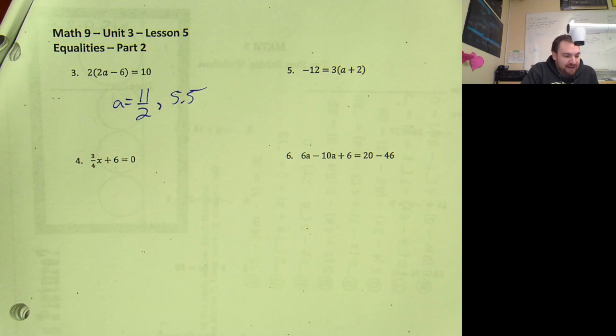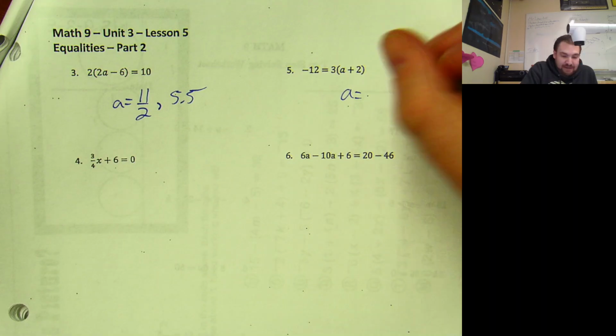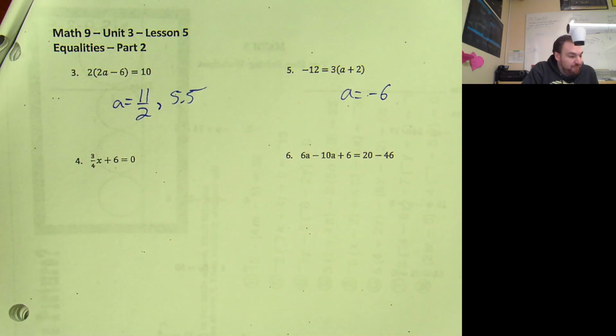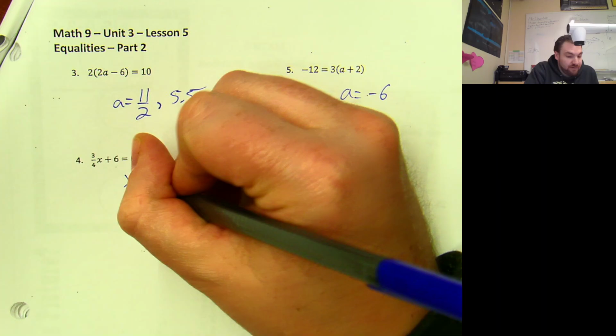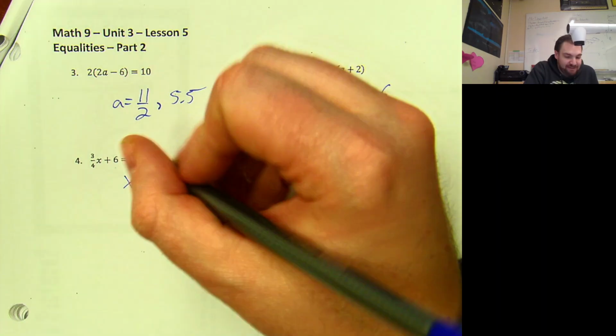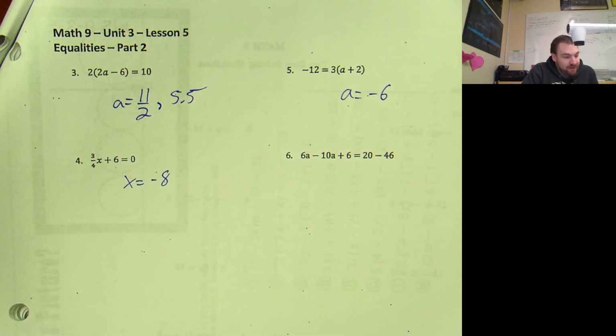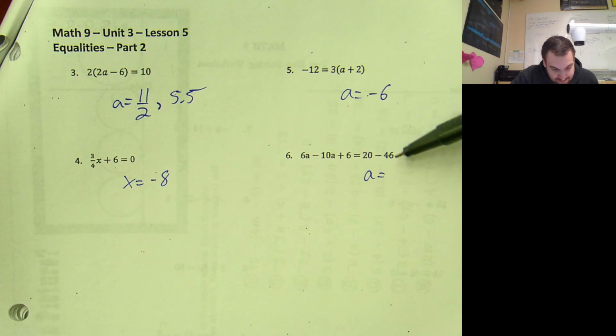Number 5, what do we get? A equals? Danny? Negative 6, love it. Going back to number 4. 4 is? Rebecca? It is. X equals negative 8. Number 6, A equals? It's not 5, unless I made a mistake. Yes, it is 8. A equals 8.